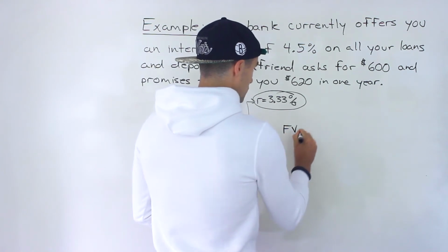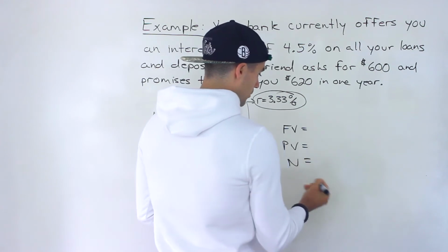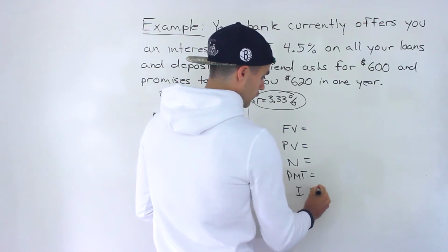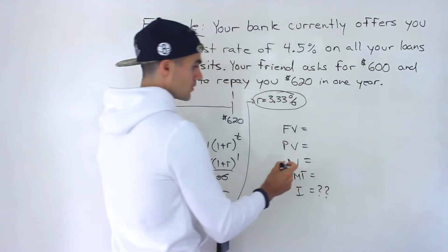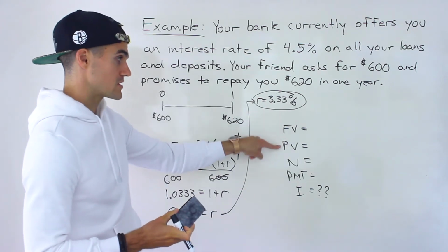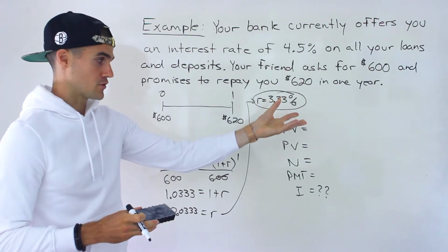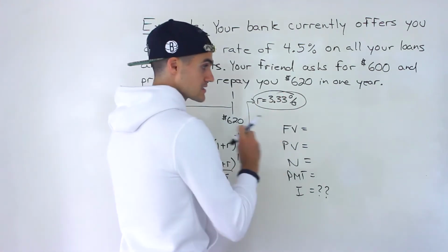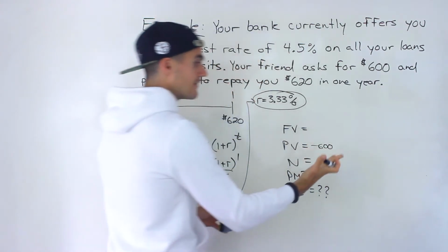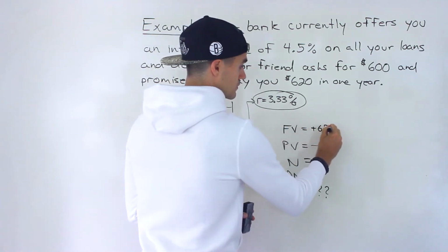Now, with the financial calculator, we'll have our inputs, and we're going to be solving for this I over here. So here you got to be careful with the positives and negatives because you're inputting for future value and present value. So you are giving $600 to your friend today, and so that's a cash outflow. So that's going to be negative 600. And then in the future, you're going to receive 620. So that would be positive 620.